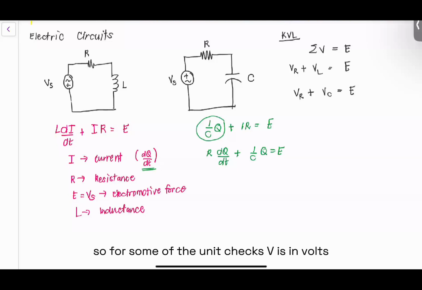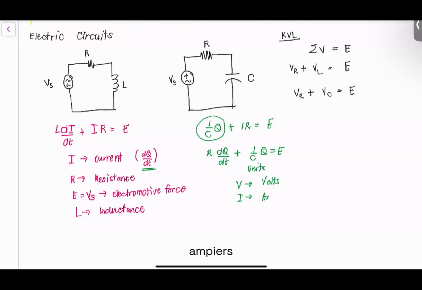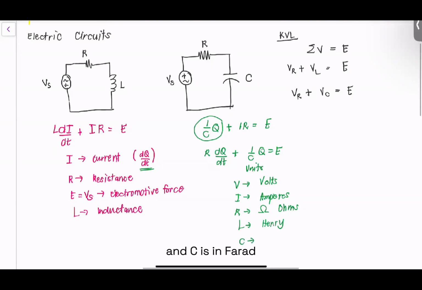So for some unit checks, V is in volts, I is in amperes. R is in ohms. L is in henries. And C is in farads. Q is in coulombs.